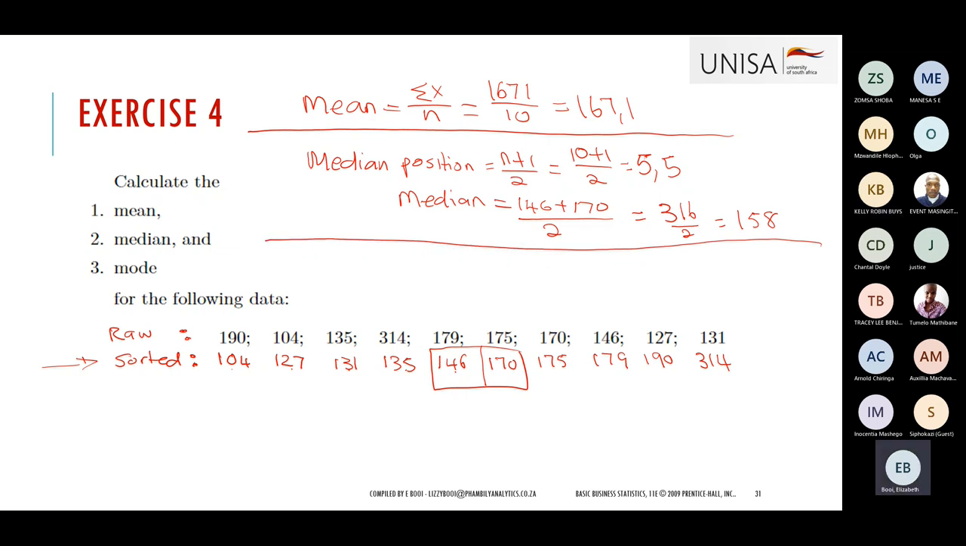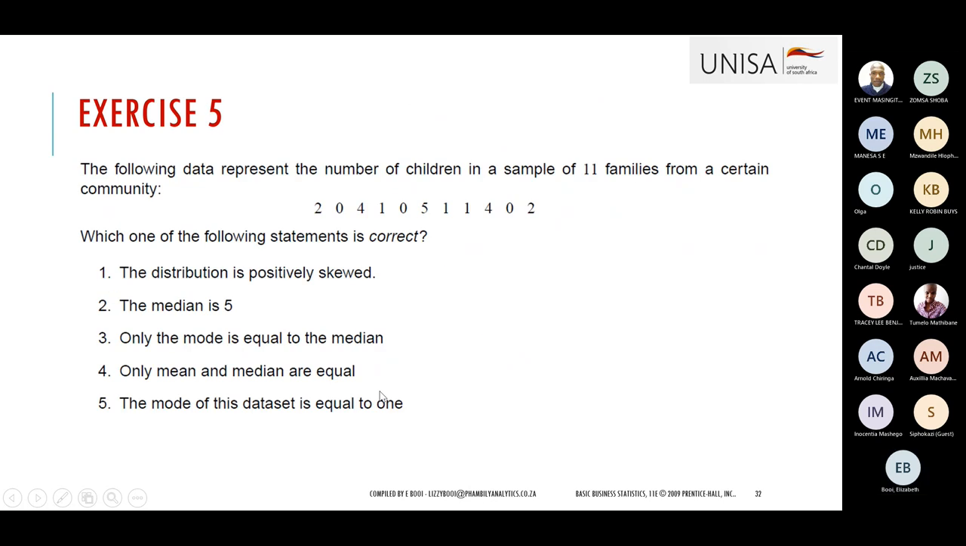158. The last question is, what is the mode? No mode, ma'am. No mode. Yes. I can hear someone even giggling. So it means there is a light at the end of the tunnel. So you now understand the measures of central tendencies.